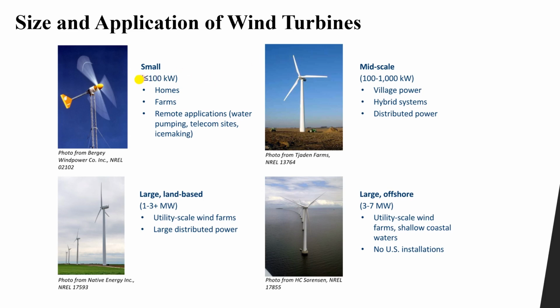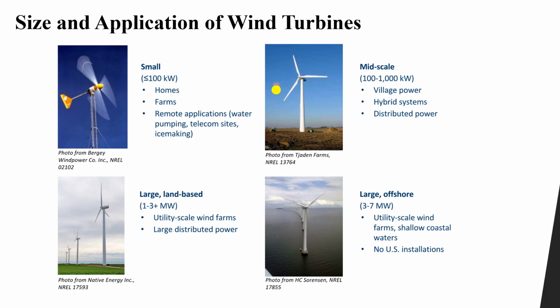The small type has a power of less than 100 kilowatt, a small amount of power. This power is used in homes, farms, and remote applications such as water pumping systems, telecom sites, and so on. So this is used in very small applications, not for the grid.